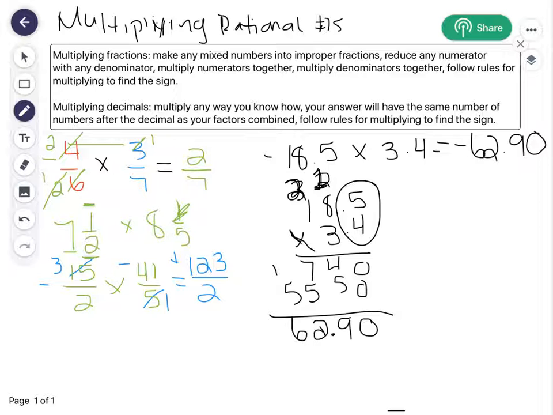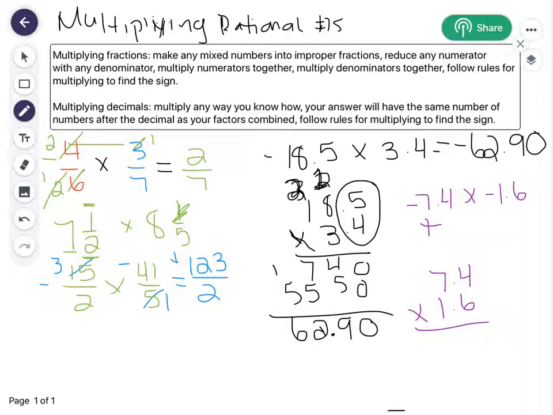Okay, now we need to think about another problem. So if we had a problem, I'll change colors. We'll change to purple. We haven't done purple yet. If we had negative 7.4 times negative 1.6. Right, my answer is going to be positive because they're both negative, and we have 7.4 and 1.6 multiplied.